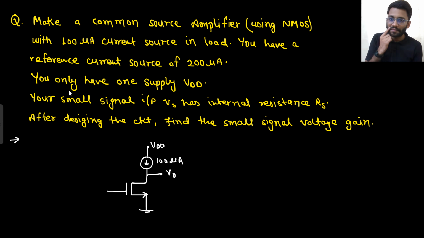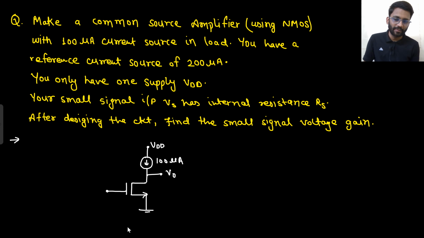They are saying that you have only one supply, VDD. Here I cannot apply my input like this, that this is my small signal input Vin plus VGG. I cannot apply it like this. Why so? Because I don't have VGG. I have only one supply.